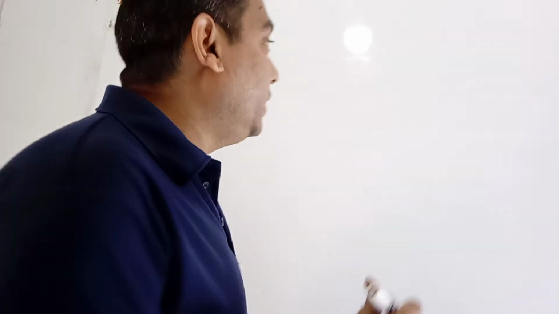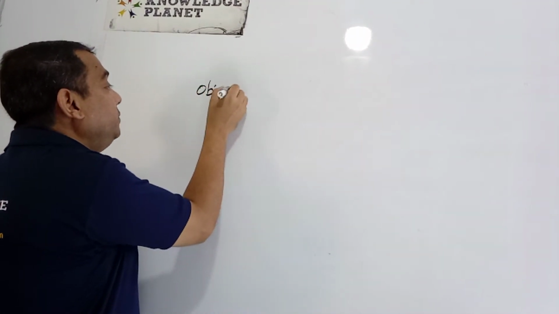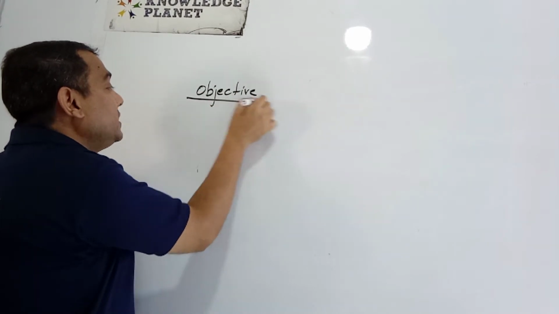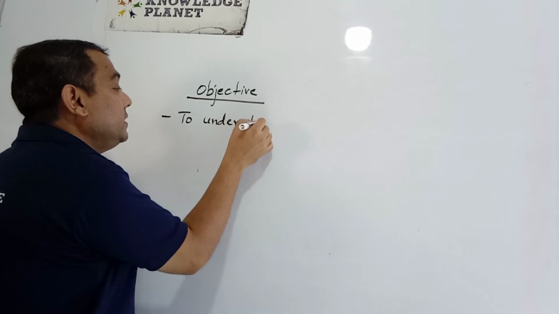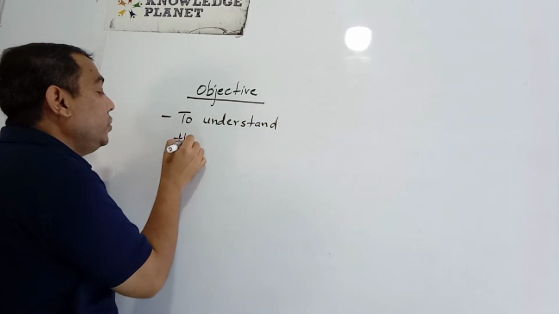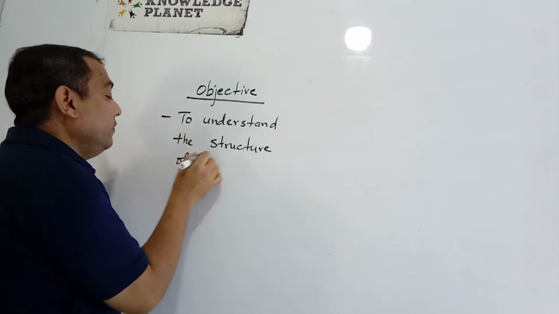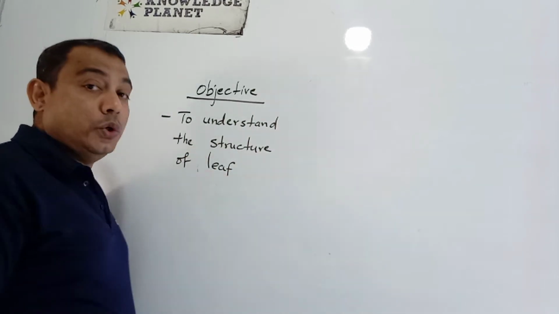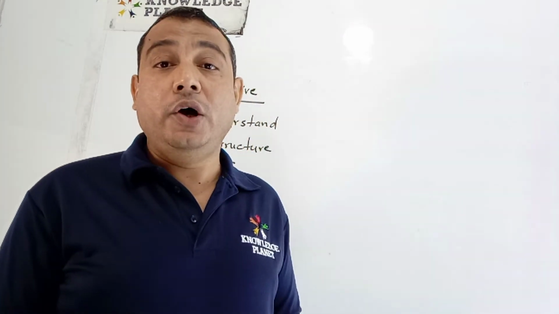So now students, I am going to explain the most important part of the lesson, okay? So where you can understand the concept. So today our objective is what? Our objective is to understand the structure of leaf, okay? Structure of leaf. This is our objective. So you know the leaf is the most important organ for photosynthesis.